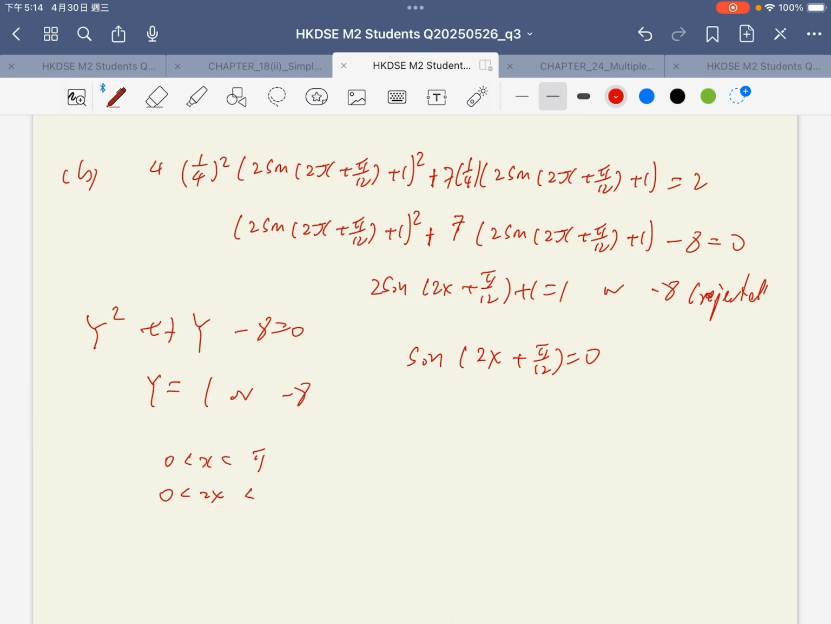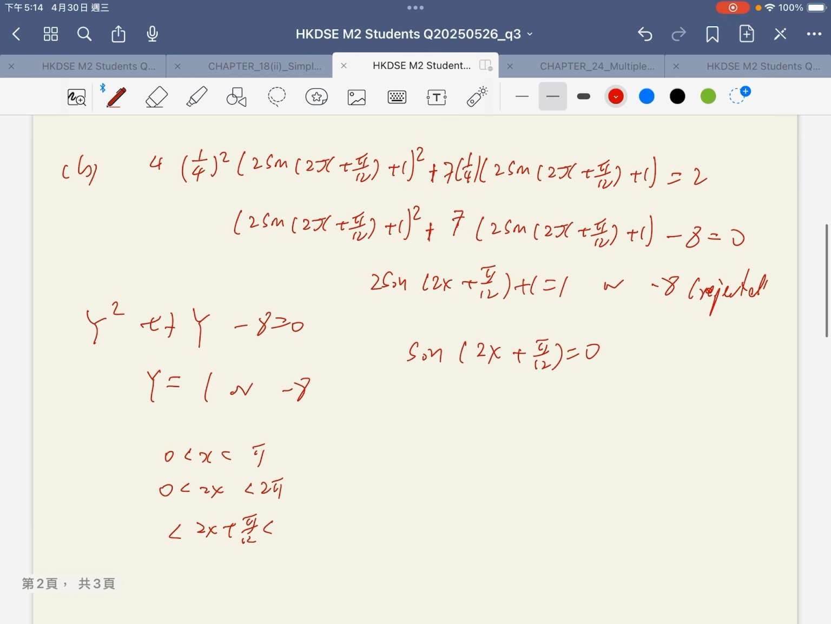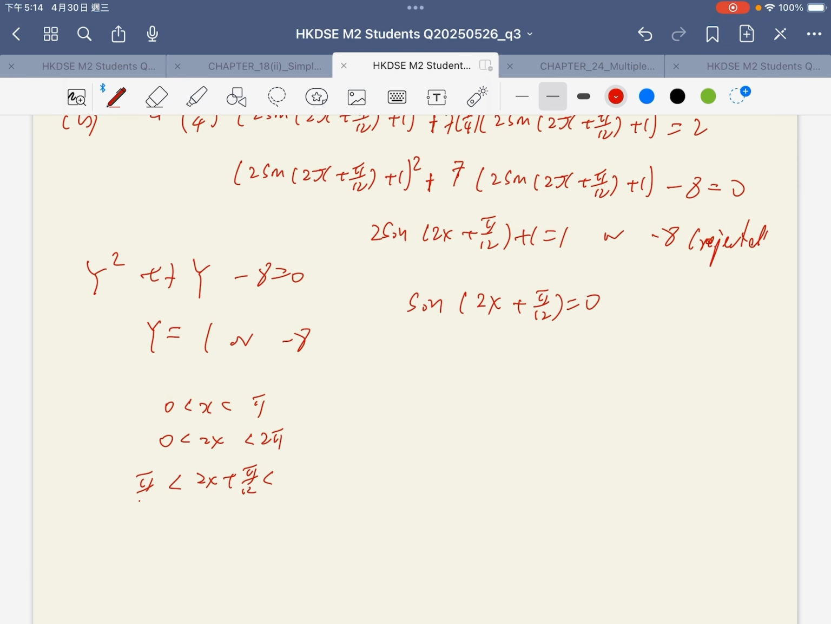2x is 0 to 2 pi. 2x plus pi over 12 should range from pi over 12 to 25 pi over 12. Okay, therefore I need to write down all possible angles in this range. The first one is not 0, pi. The second is 2 pi. No, only 2. Then for the first one, I got the answer.